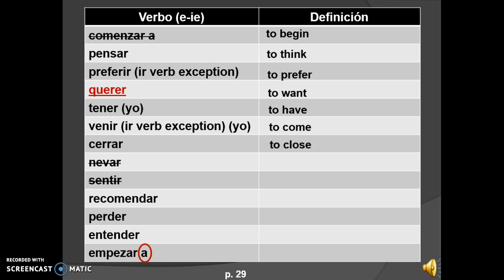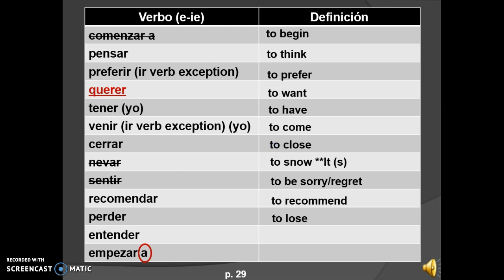Cerrar means to close. Nevar, you can draw a thin line through it because we will study that with the weather unit, means to snow, and again, only for it singular. Sentir, really, the only time you'll ever use that more than likely, in Spanish 1 anyway, is lo siento, I am sorry. And again, sentir means to be sorry or to be regretful or to regret something. Recomendar looks like to recommend. That's exactly what it means. Two M's in the English version.